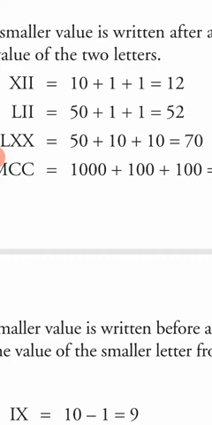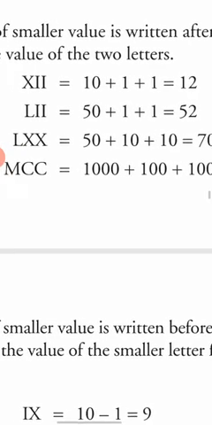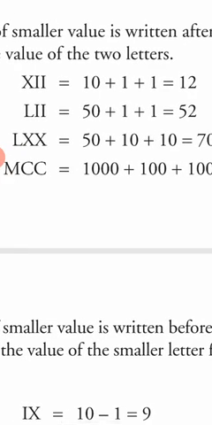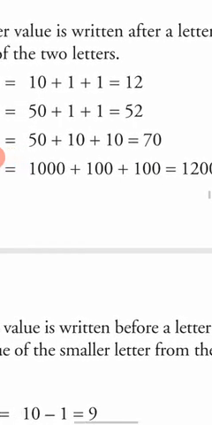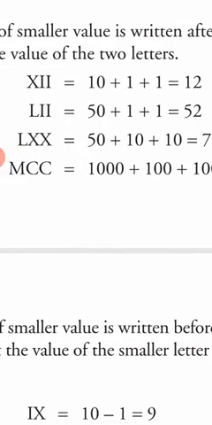So these Hindu Arabic numerals are from that table only, means with those group of 7 numbers, 7 alphabets. And here at last we have MCC, that means M is 1000, then we have C is 100, and again it is 100, means the value of 1200. So here we have learnt that if the smaller value is written after the greater value, then we will add to get the number.